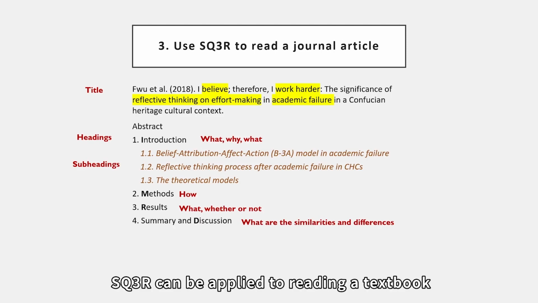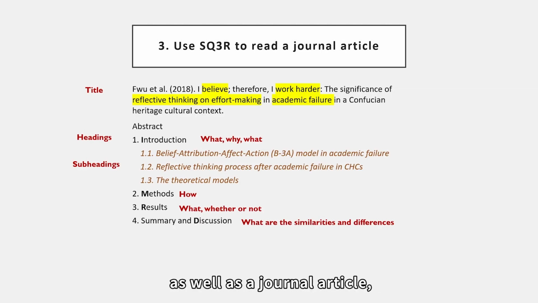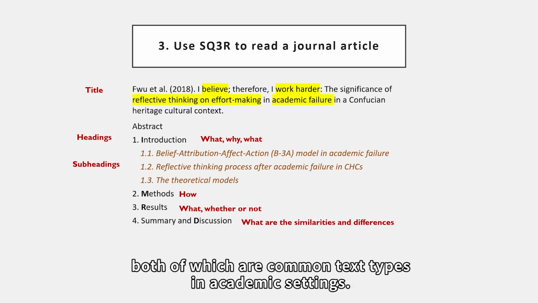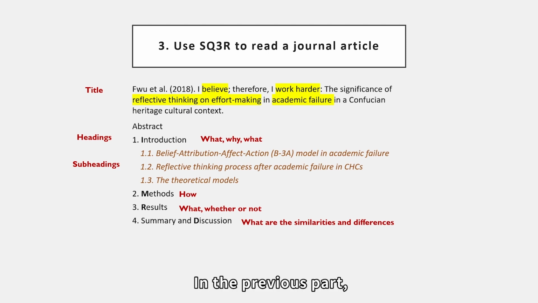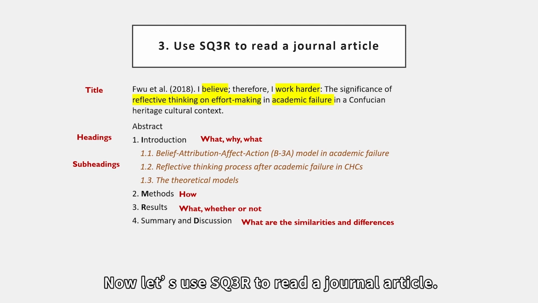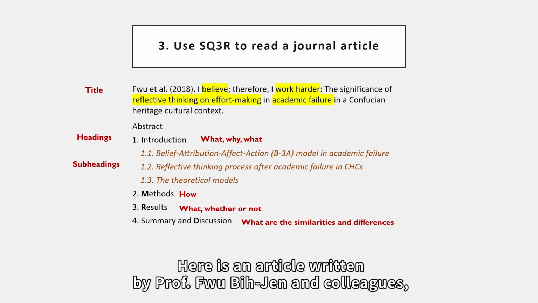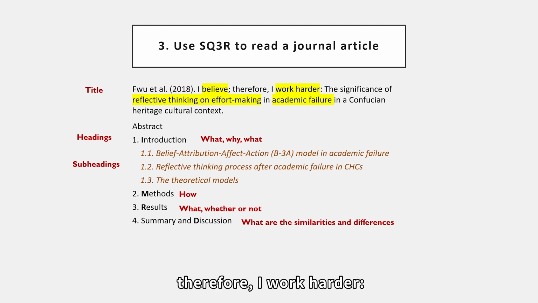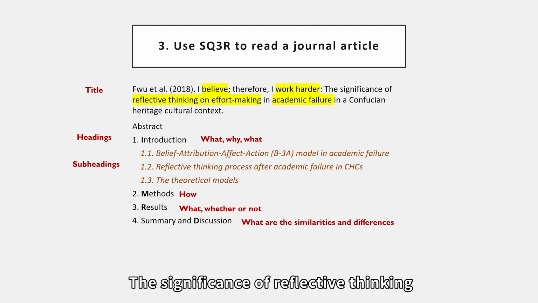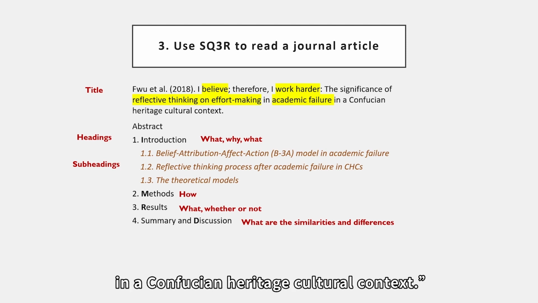SQ3R can be applied to reading a textbook as well as a journal article, both of which are common text types in academic settings. In the previous part, we used the APA manual as an example. Now, let's use SQ3R to read a journal article. Here is an article written by Professor Fu Bizhen and colleagues, titled, I Believe, Therefore I Work Harder: The significance of reflective thinking on effort-making in academic failure in a Confucian heritage cultural context.